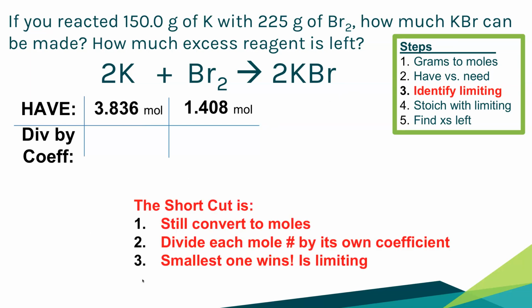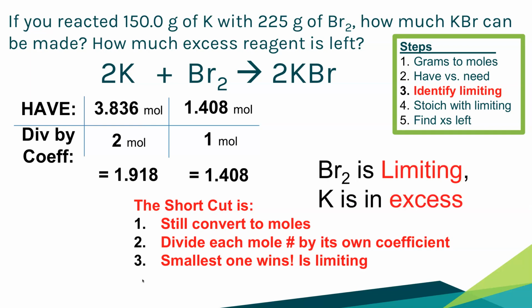So, what am I going to do? The shortcut is pretty simple. You're still going to convert to moles, just like we have. But what we're going to do now is divide each of those mole numbers by its own coefficient. So potassium is going to get divided by 2. Bromine is going to get divided by 1. Easy enough. If I divide potassium by 2, I get 1.918. If I divide bromine by 1, I get 1.408. The smallest one wins. Since 1.408 is less than 1.918, I know that bromine has to be limiting and potassium has to be in excess.